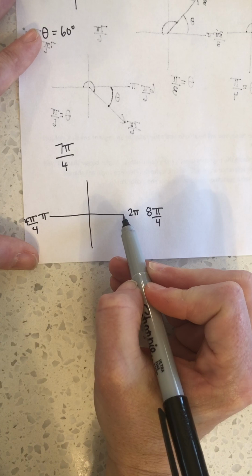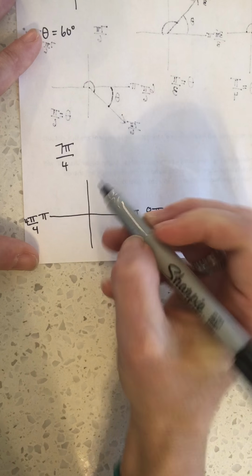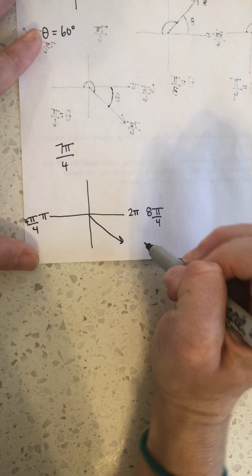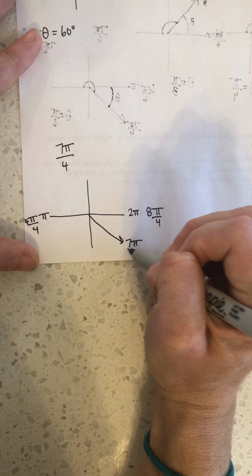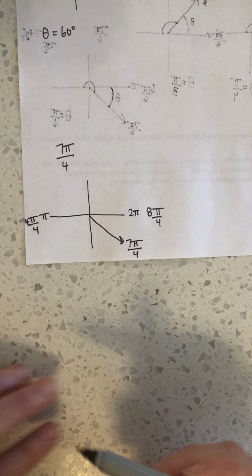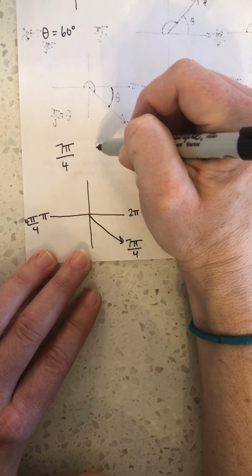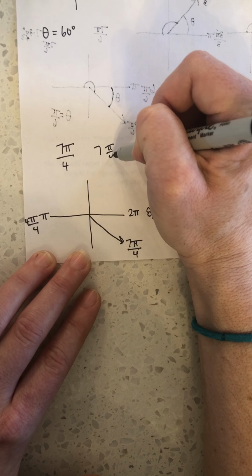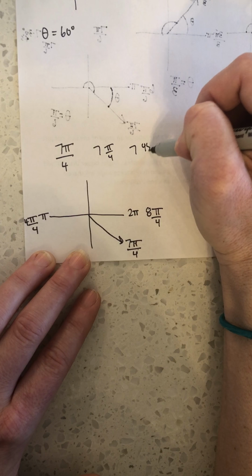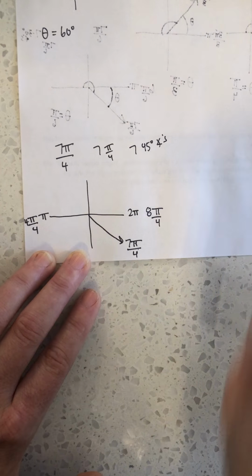So where would 7 pi's over 4 be? Right here in the quadrant right before it. So there is 7 pi over 4 radians, right? You could also think of it as 7 pi's over 4, which is 7 45-degree angles, whatever helps.